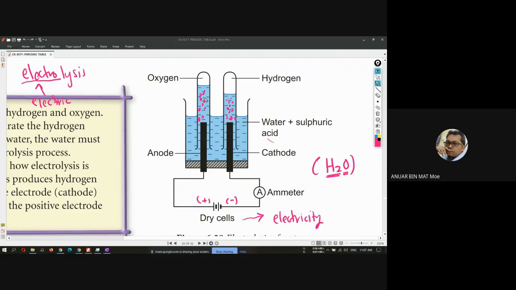Okay, maybe after 10 minutes, you will collect enough gas: the oxygen gas on the positive side of the electricity, or the anode, and the negative side will collect the hydrogen gas. Okay, this is what we call the separation of elements inside a compound. One example, only one example here. So if people ask you what are the ways to separate a compound into elements, the method is electrolysis.